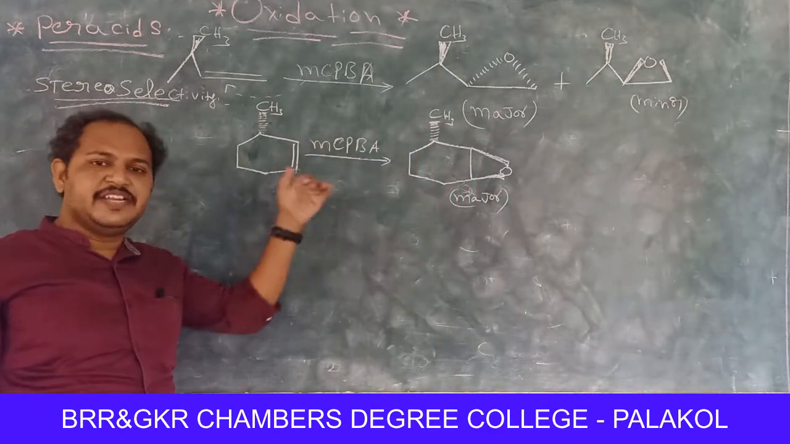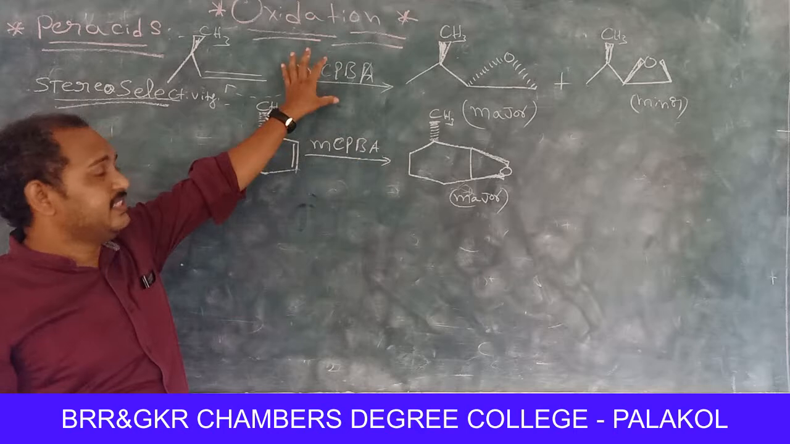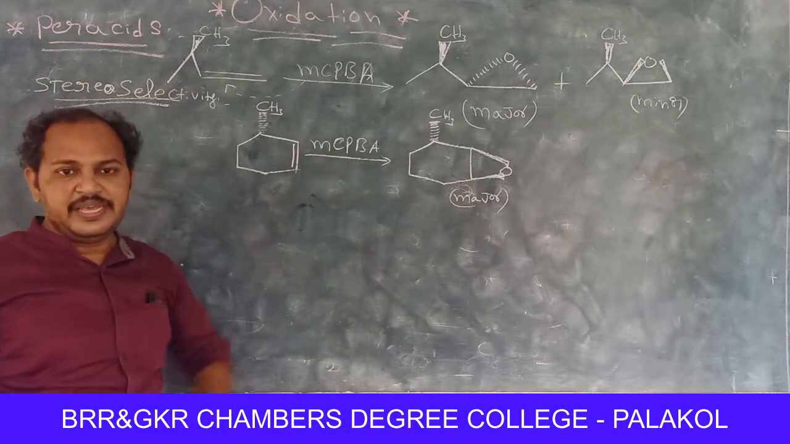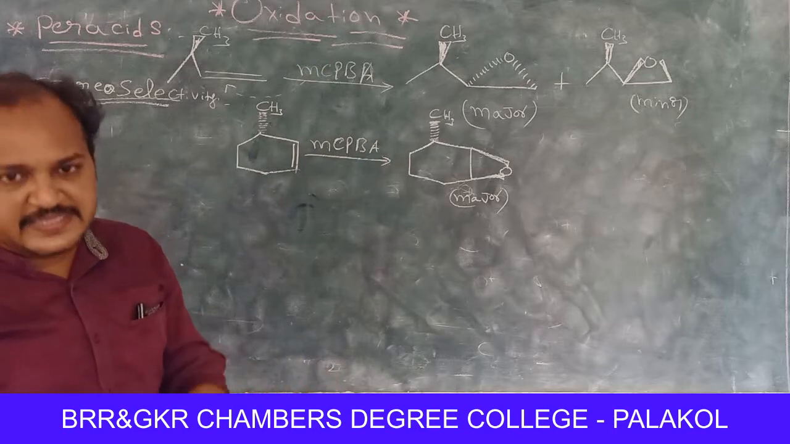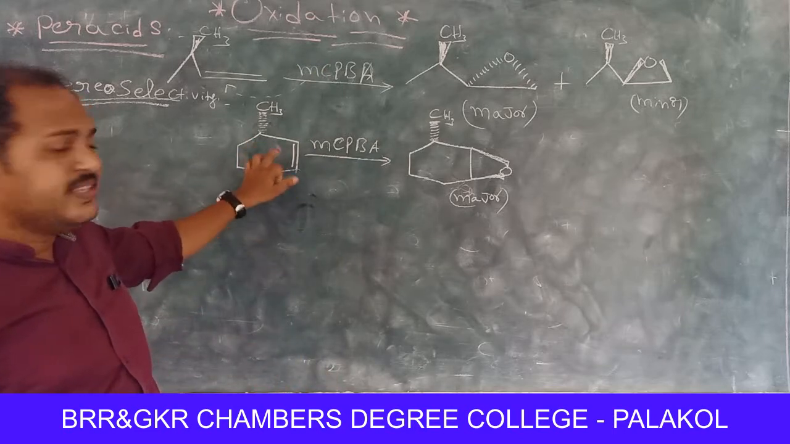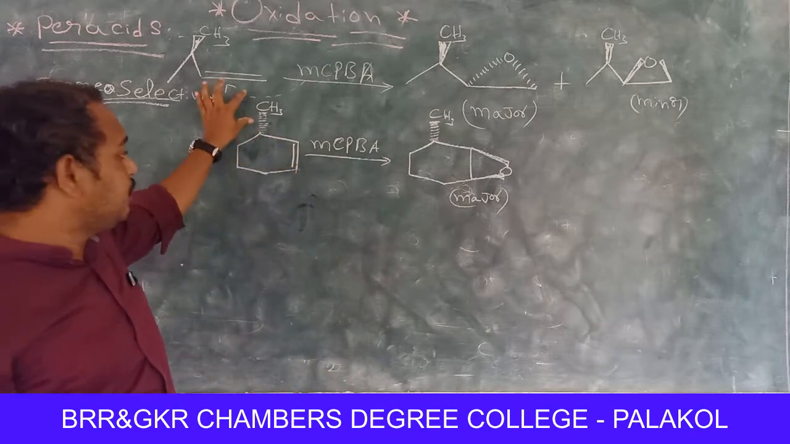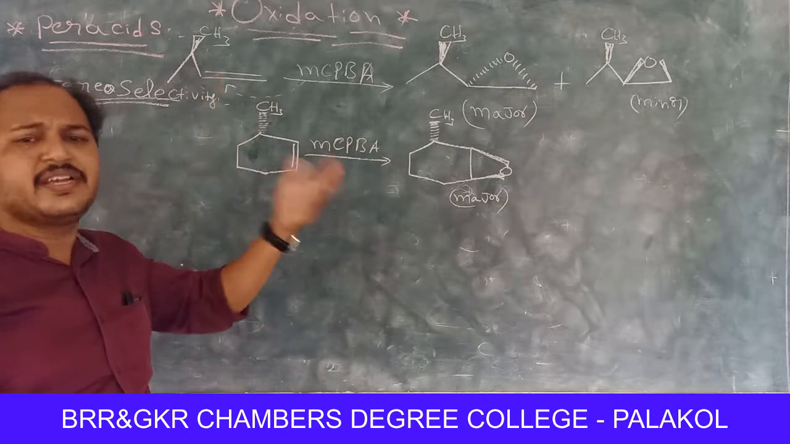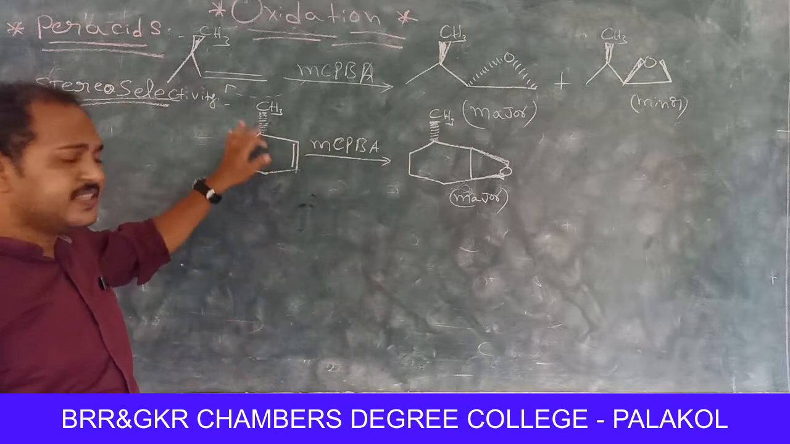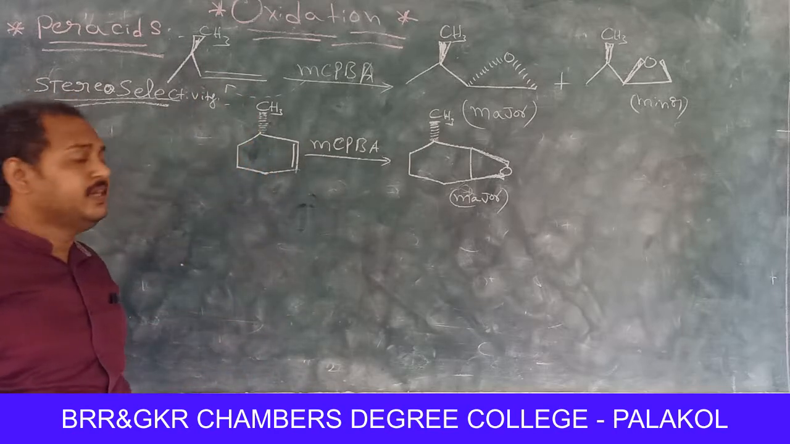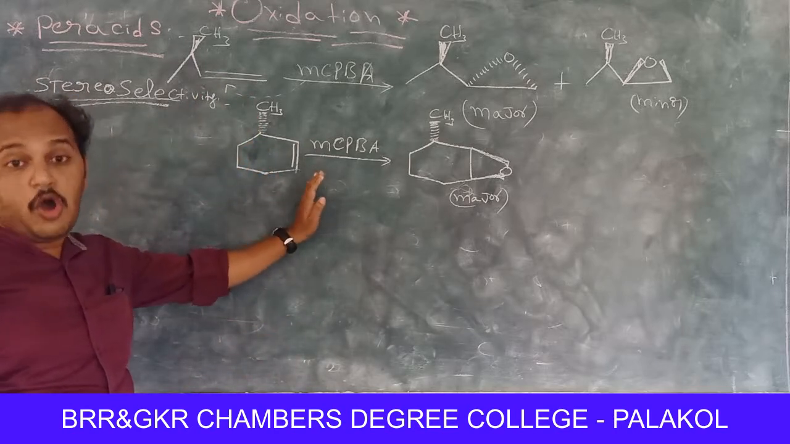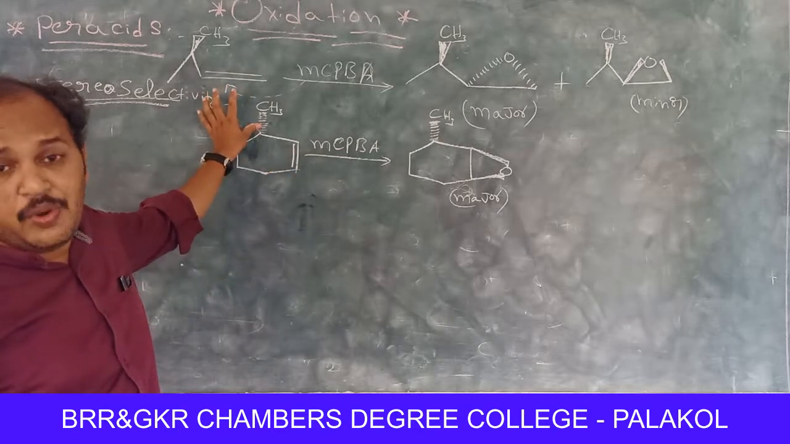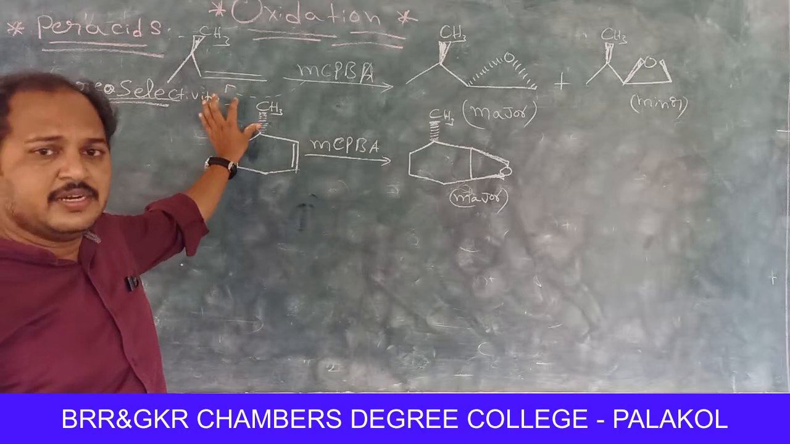This application I already explained in the previous class, and I will continue with it. Simply what you have to understand is that if there is any substituent present near the double bond, not only methyl, you can take ethyl or propyl or any kind of substituent, definitely we can expect the opposite stereochemistry to the corresponding substituent. This is the point you have to understand, right?